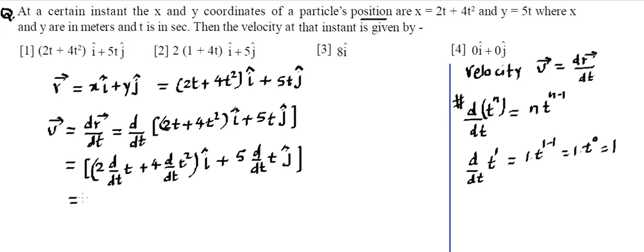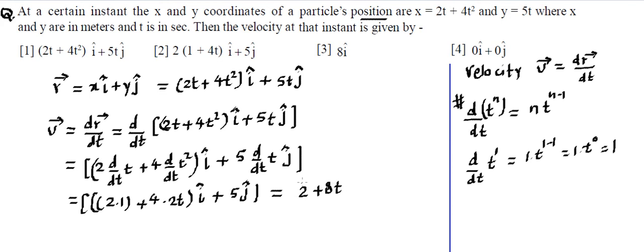So this will be equal to, within the bracket and a small bracket, it is going to be 2, and this d upon dt on t is going to be 1, so 2 into 1 plus 4. Applying the same formula on t square, you will find it is going to be 2t. So this with this is going to be making I cap. Similarly, this 5 and this dt by dt as 1, so there's 5 j cap, which basically gets converted into, if you want to write it as 2 plus, we can write it as 2 plus 8t I cap plus 5 j cap.